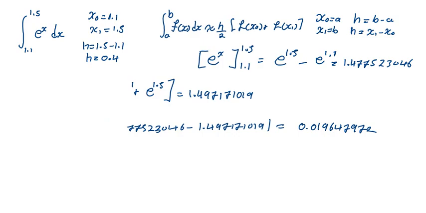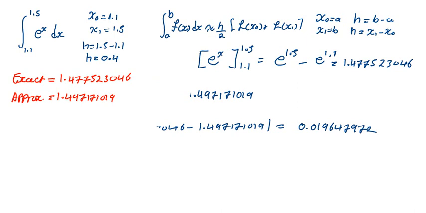So one thing that we can just write down here, we save it so that we'll be able to make some comparisons. The exact value is 1.477523046. Then the approximation is equal to 1.4971711019. Okay, so that's what we get as the approximation.